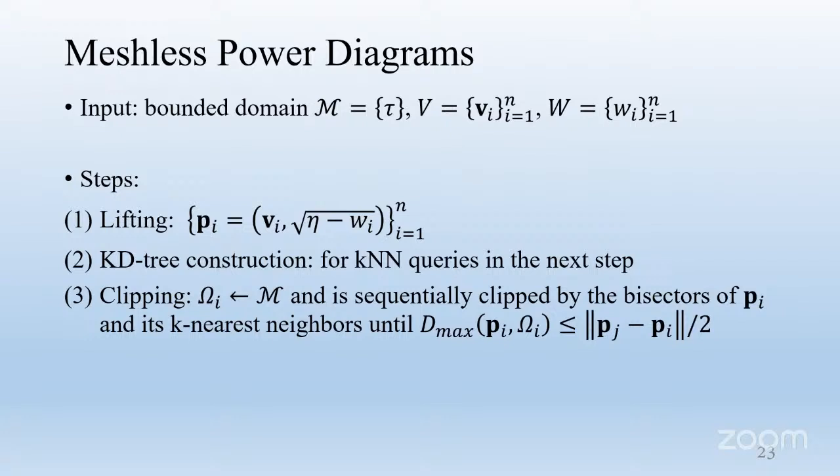Each power cell omega I is initialized as the domain M, then is sequentially clipped by the bisectors of the corresponding lifting point Pi and its k nearest neighbors. The clipping procedure will not stop until the termination condition is met. That is, the maximum distance from Pi to omega I is smaller than the half distance from Pi to one of its neighbors.